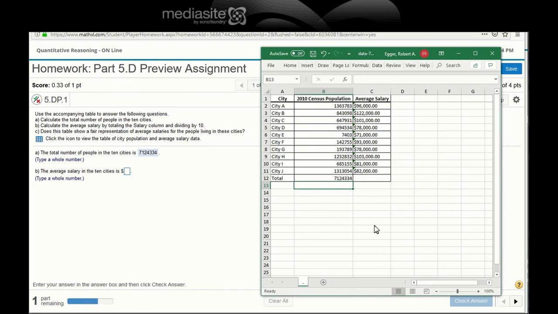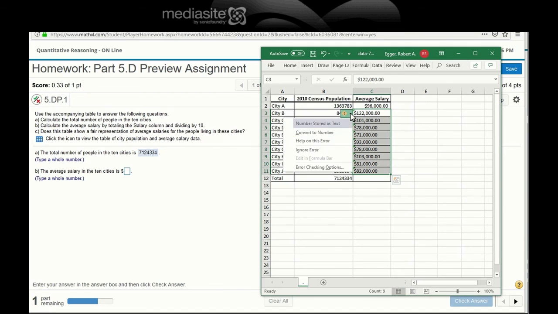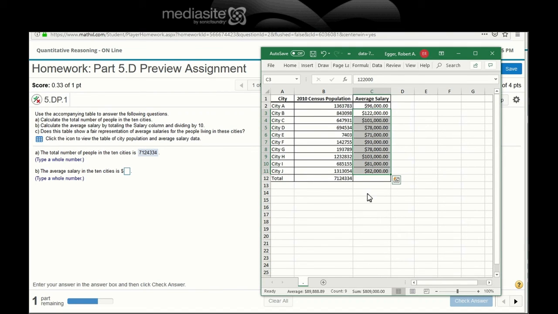Average salary. All right, we got little numbers here. Those little green triangles usually mean something's up. So let's see what it is. Well, first, what was the warning? The warning is the number in the cell is formatted as text or preceded by an apostrophe. Okay, that means it's not going to act like a number. So we need to change these to a number. That's better. In fact, let's do all of these. Let's convert to a number. All right.